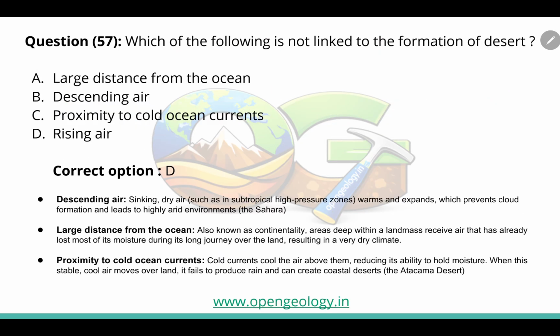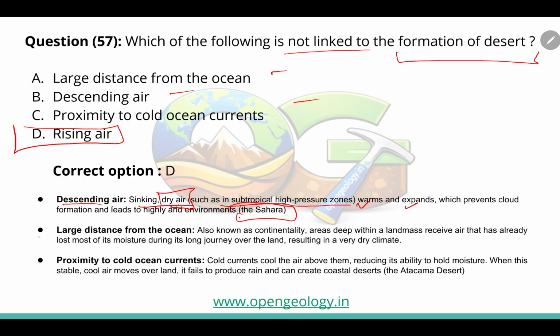Another question is, which of the following is not linked to the formation of desert? So it is the rising air. All of the other three are linked. Like how the descending air, sinking air is generally dry and occurs in the subtropical high pressure zones, which is warm and expands, that prevents the cloud formation and no rainfall, that means desert. The example is your Sahara desert.